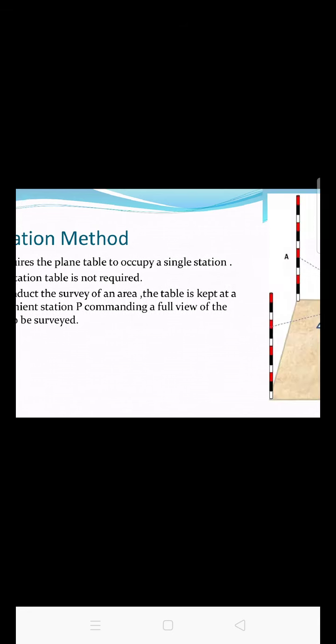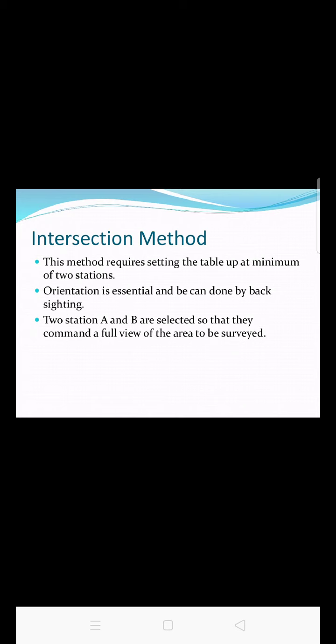The next method after radiation is the intersection method. This method requires setting the table at a minimum of two stations. The stations are more than one. In this method your measurement of distance with the tape can be eliminated, you don't need the measurement of distance with the tape, as by the intersection you are going to get the point to be surveyed.